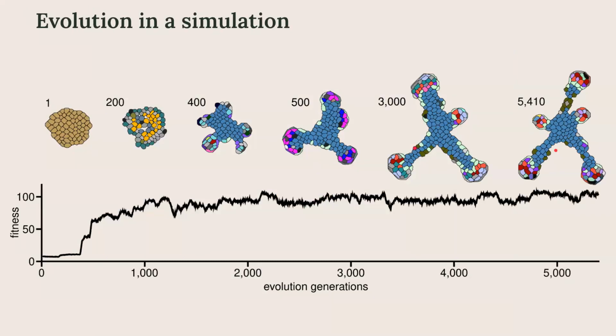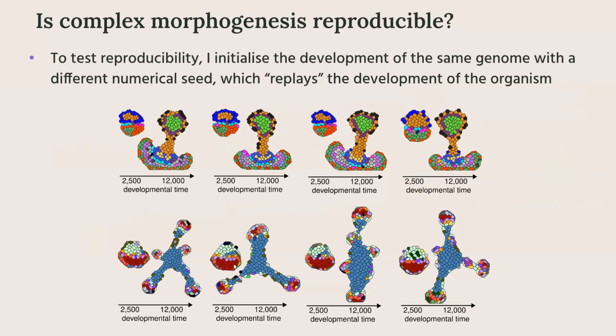And here's another example of an evolutionary simulation where complex morphogenesis evolved. The way I can test for reproducibility is by replaying the development of an organism over and over again. Because the model is stochastic, it needs a numerical seed to initialize the development. So if I run the development of an organism with a different seed, there's going to be a lot of noise and randomness that's going to change how that organism develops.